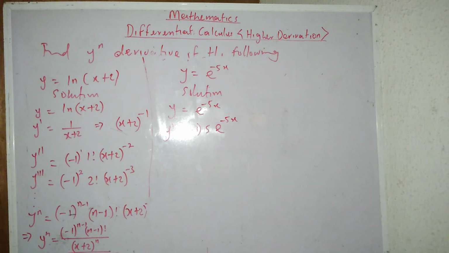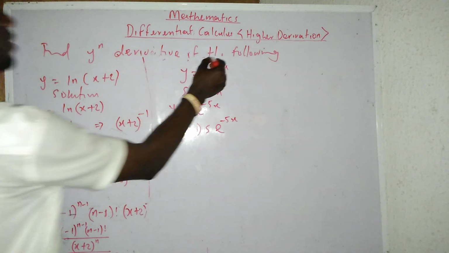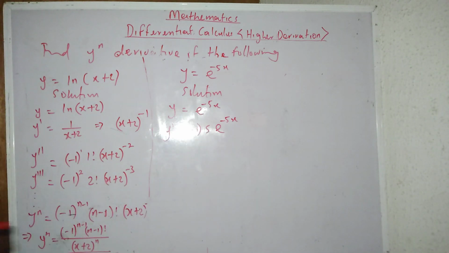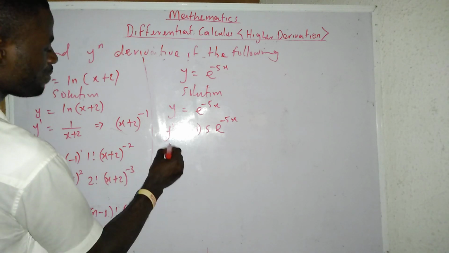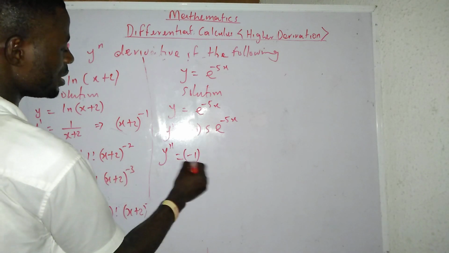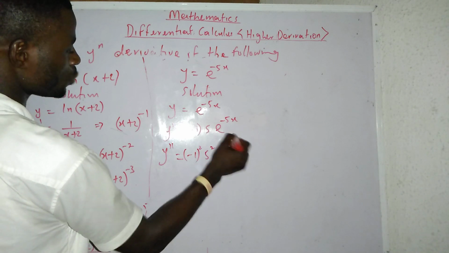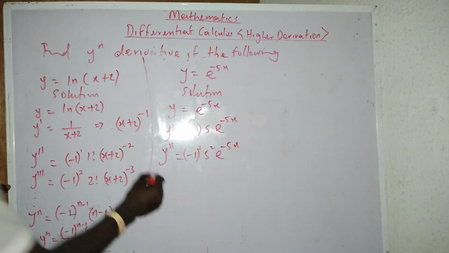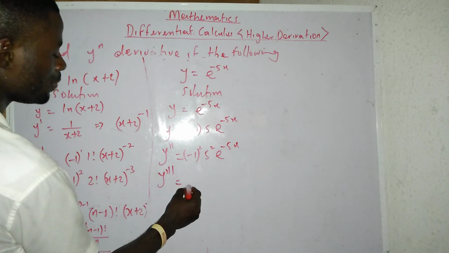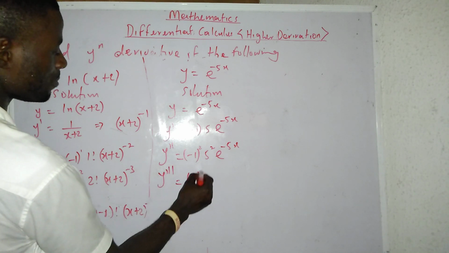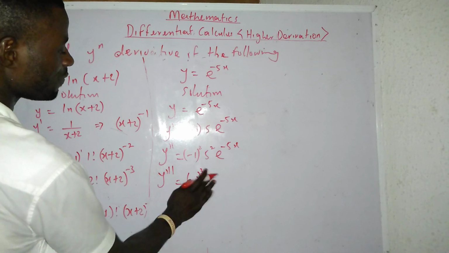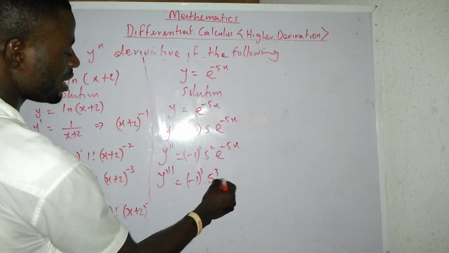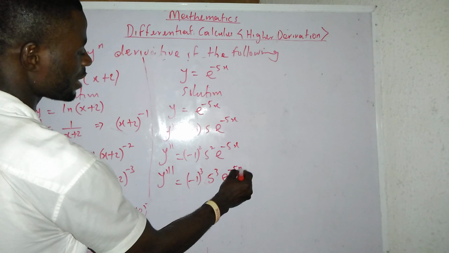Now at this point, when we are talking about higher derivatives, simplify less. Don't overdo it. Once you overdo, you will run into problems. Now y double prime will be minus 1 raised to 2, 5 raised to power 2, e raised to power minus 5x. If I have y triple prime, it will be minus 1 raised to 3, 5 raised to power 3, e raised to power minus 5x.